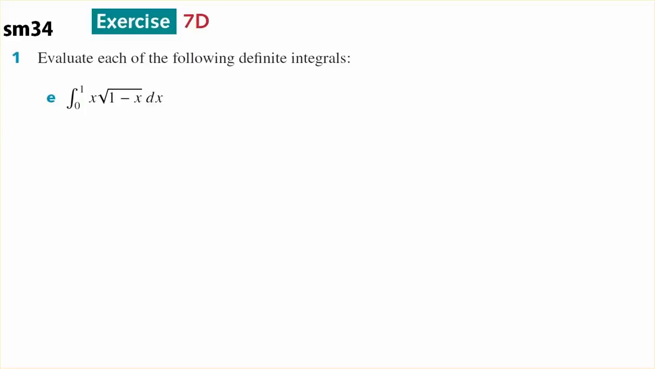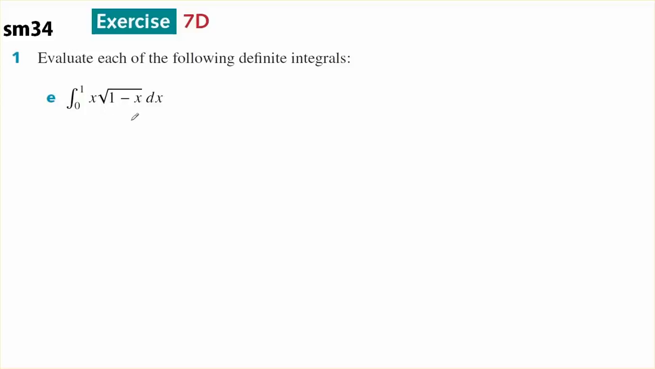This is for Year 12 Specialist. It comes out of 7D. It's a definite integral. Now, underneath the square root I've got 1 minus x, which is a linear. And outside here, I've got x, which is a linear. So I'm going to have to do a linear substitution.